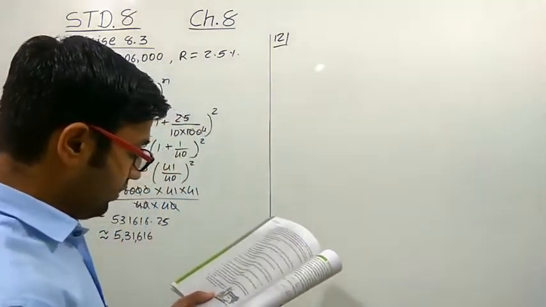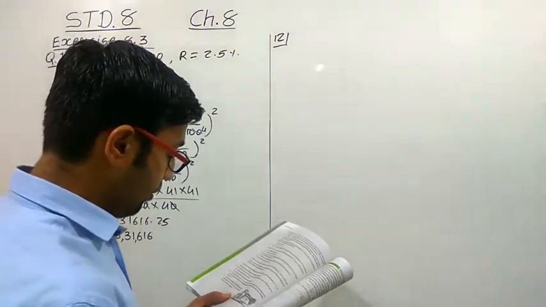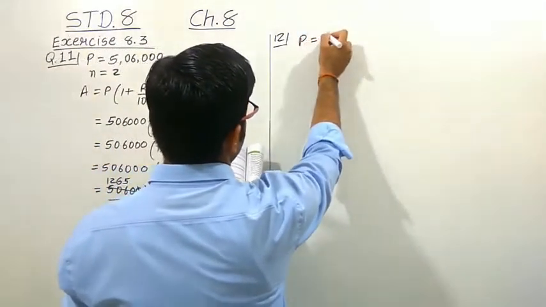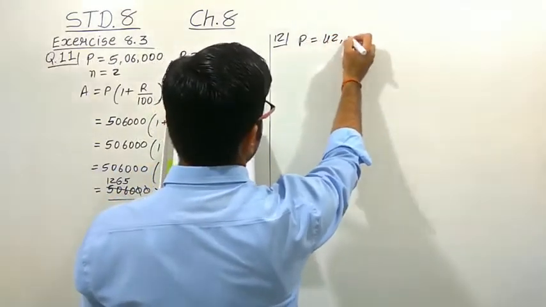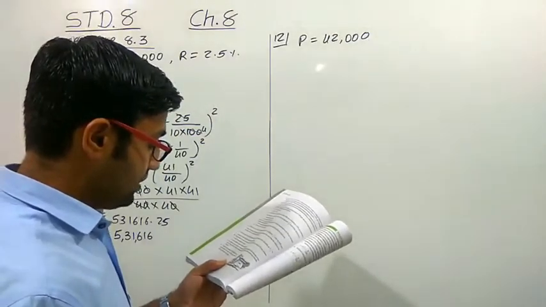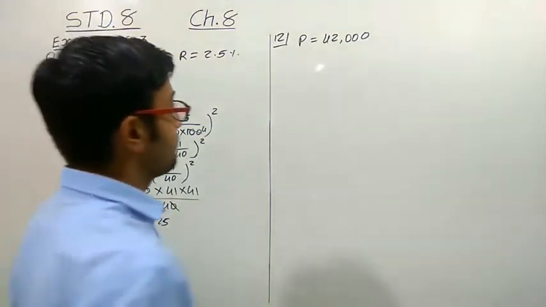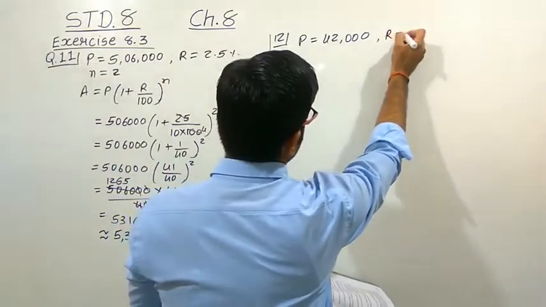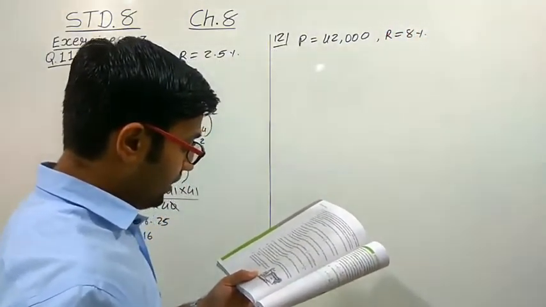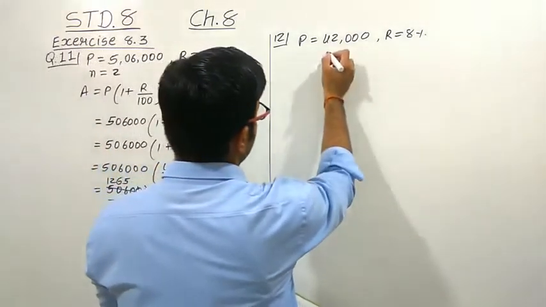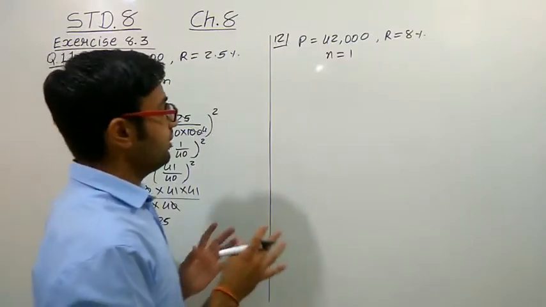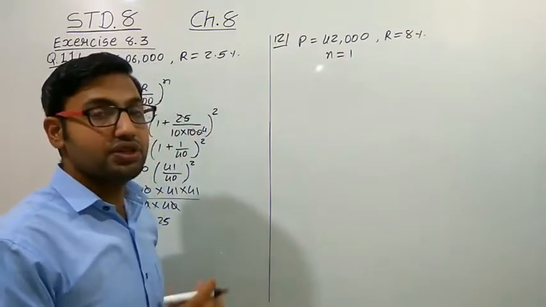See, here we are given that a scooter was bought at 42,000. So we can take it as the principal amount, 42,000. Right? Now its value depreciated at a rate of 8% per annum. So the rate of interest we are given is 8%. And we have to find its value after 1 year. After 1 year, that means n is equal to 1 that we have to take.